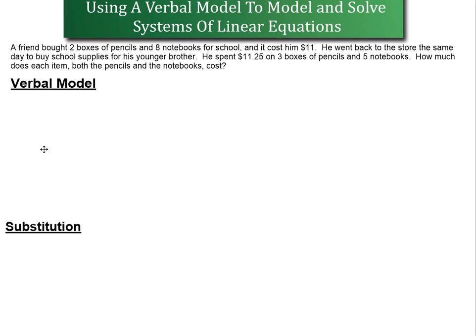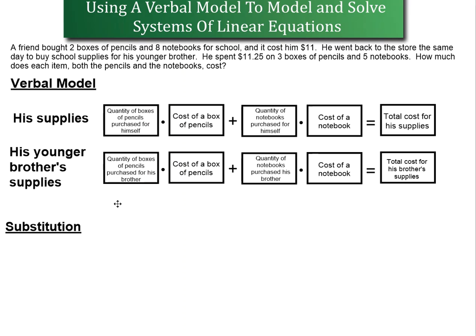Okay, well, one model is his supplies, or one equation is his supplies. The other is his brother's supplies. The 2 trips that he went to the store to purchase his supplies. So it's the quantity of how many pencils are purchased times the cost of the pencils, plus the quantity of notebooks times the cost of the notebook. That's how much it's going to cost him. That's exactly how you add up items when you purchase something from the store.